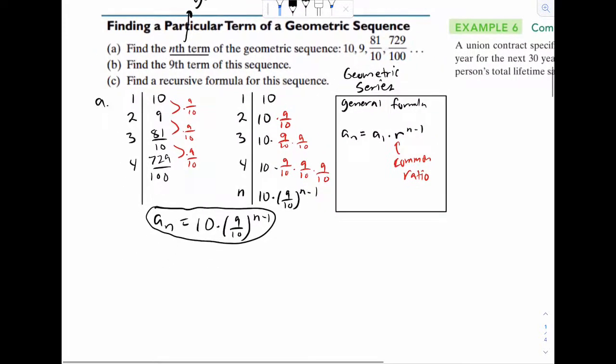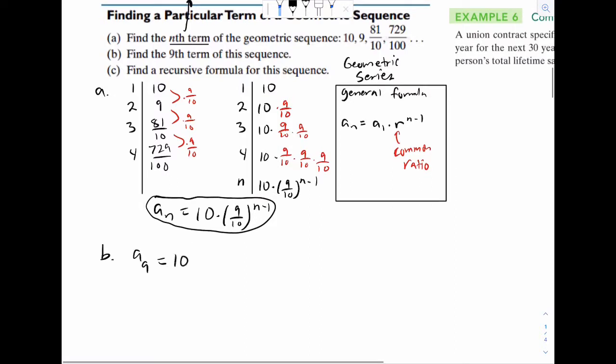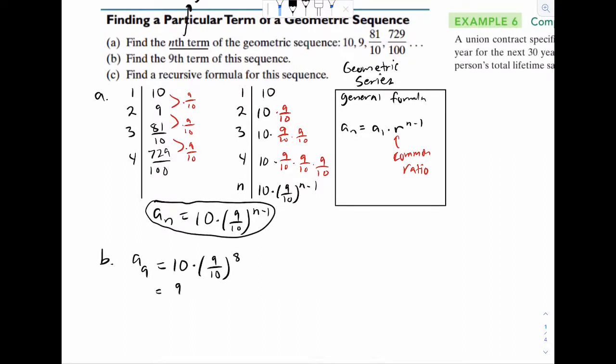So now let's use that to find the 9th term. So a sub 9, 10 times 9 over 10. Plug in 9, that's going to be 8. So we could use a calculator, but we'll just leave it as 9 to the 8th over 10 to the 7th power. Yeah, it's a pretty big number, so we'll just leave it like that.